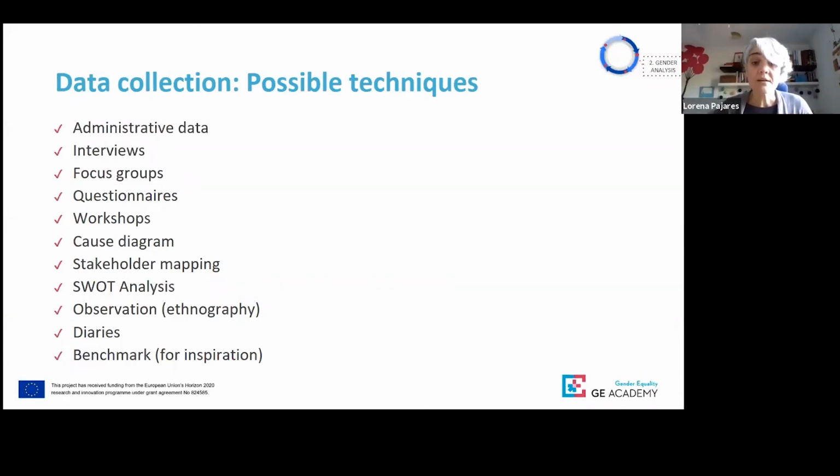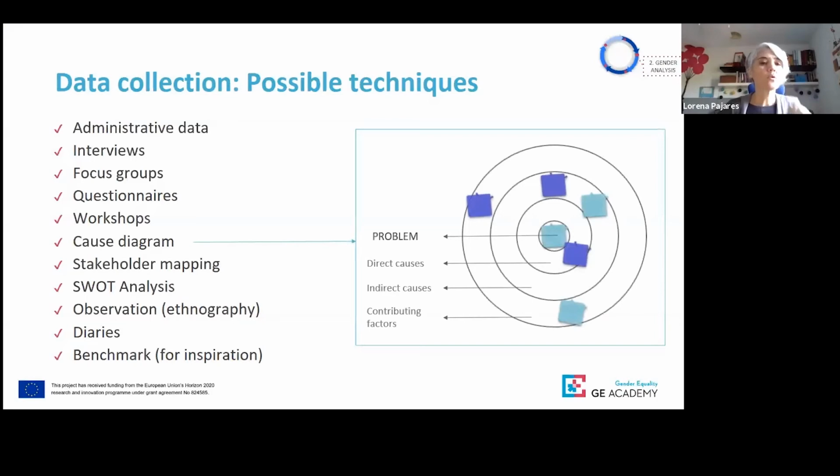Then we can use also diaries or benchmarking, which we use for inspiration, okay? Benchmarking is the process where we measure the performance of one institution's activities or processes against those of another institution that is considered to be a good example, but we just use this for inspiration, okay? And the example I wanted to bring here is the cause diagram. As you can see, we use this template to analyze a specific problem, right?